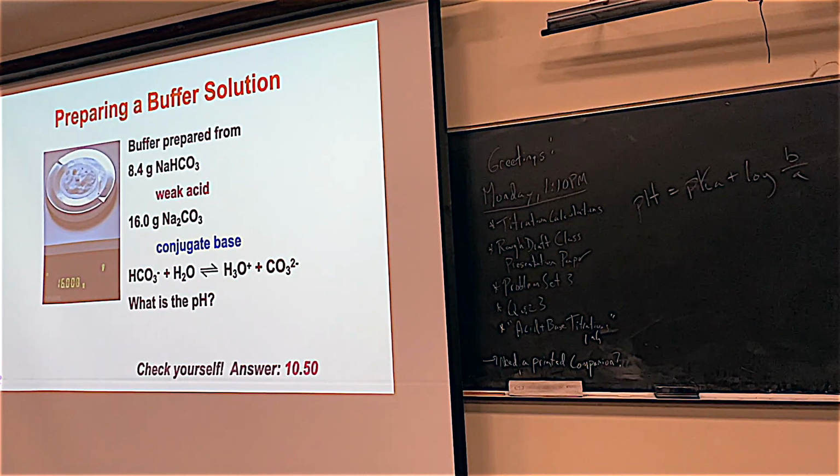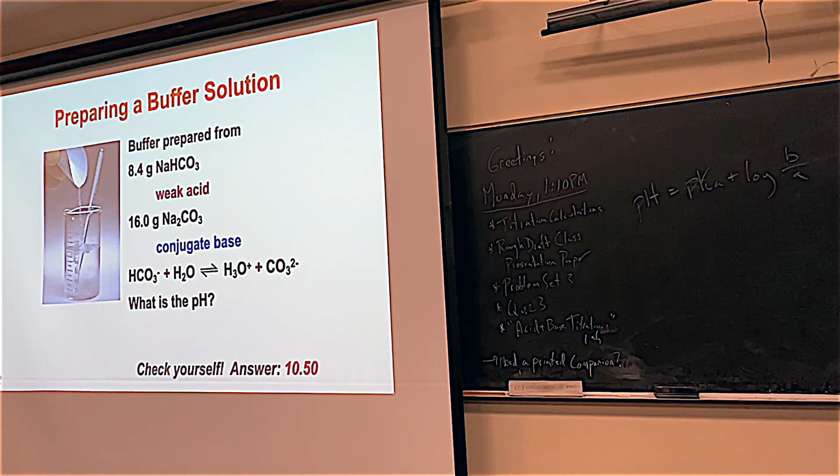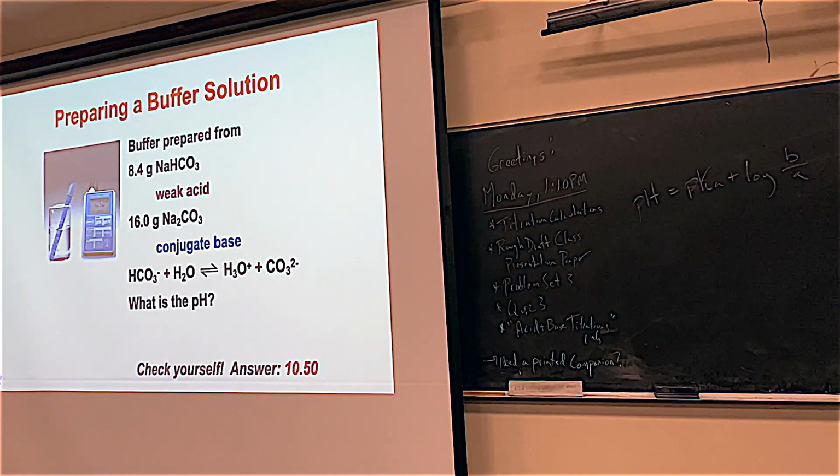And to prepare our buffer solution, we first weigh our conjugate pair, 16.0 grams of sodium carbonate, the weak base, and 8.4 grams of sodium bicarbonate, the weak acid. We dissolve these solids in 100 milliliters of water. The final buffer solution has a volume of about 120 milliliters and a pH of 10.5.